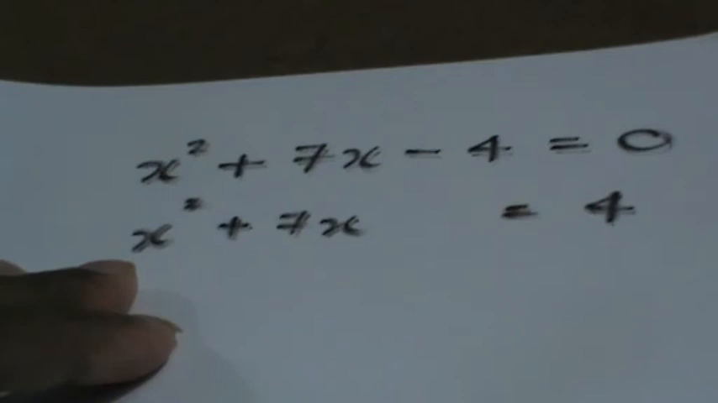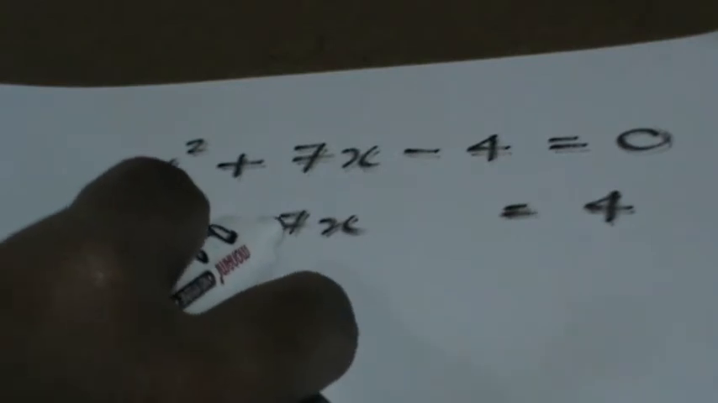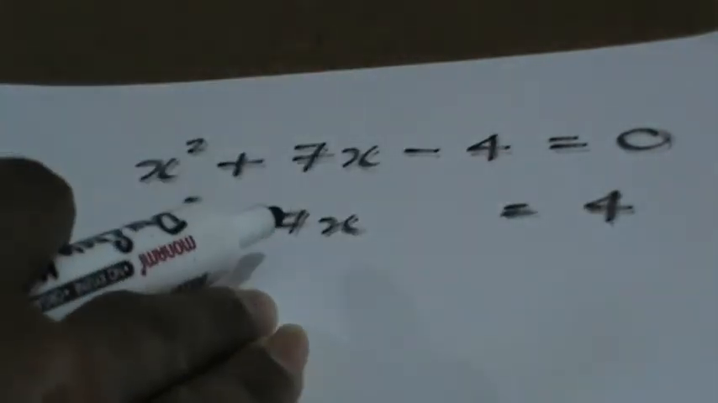As my next step, I will divide this coefficient by 2. So that will be 7 by 2. I'll square it. So that will be 7 by 2 squared, 7 squared is 49, 2 squared is 4, so 7 by 2 squared is 49 by 4. I'll add it to both sides as a third step. So that will be x squared plus 7x plus 7 by 2 squared is 49 by 4. I add it to both sides to keep the equation balanced, so 4 plus 49 by 4.